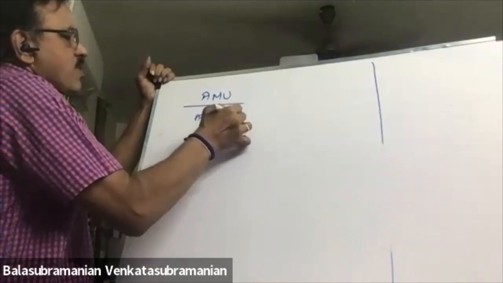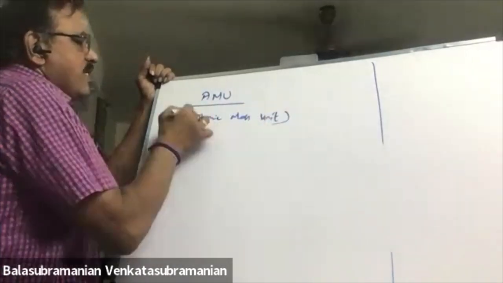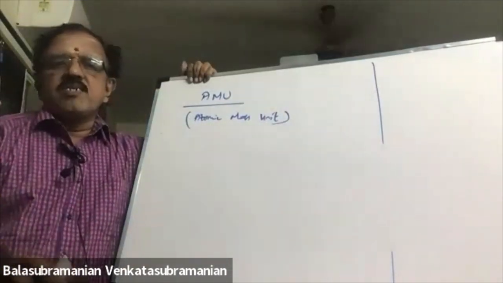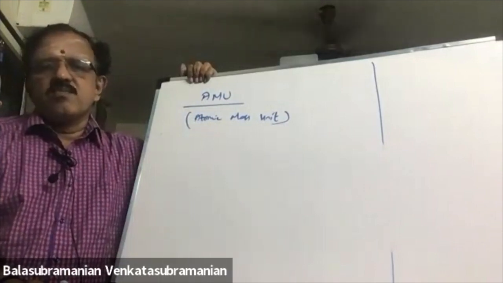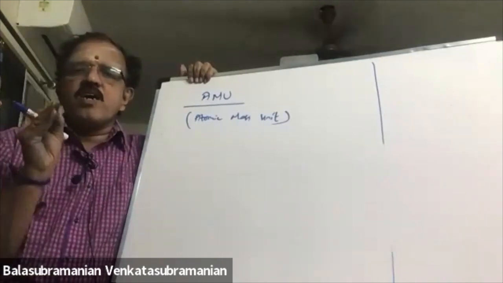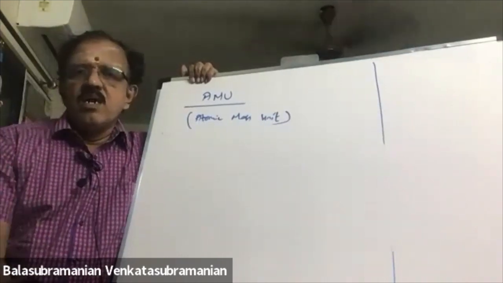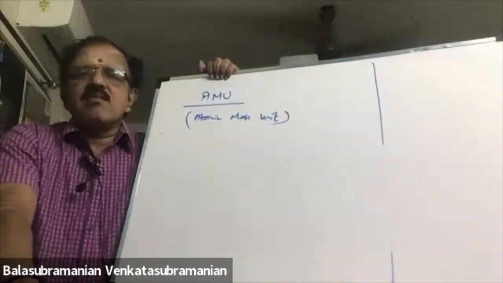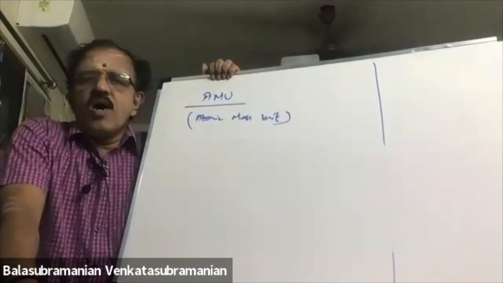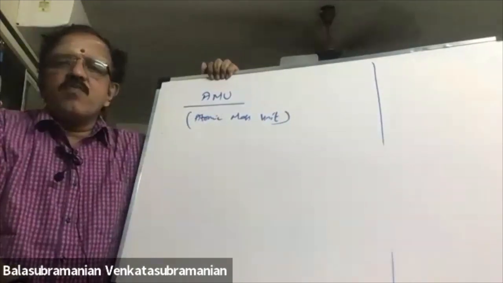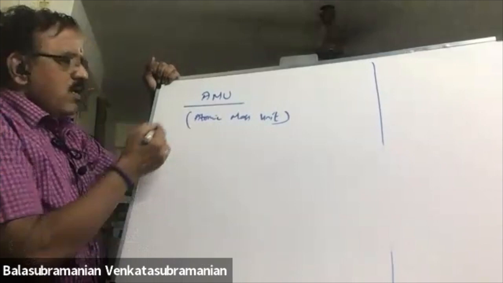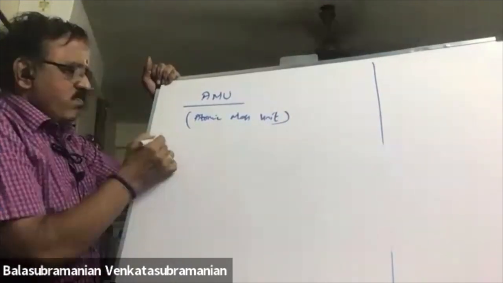Atomic mass unit, that is called AMU. Average mass unit also we can say, atomic mass unit also we can say. Every element possesses some percentage of carbon inside. There is no direct method available to calculate mass of that particular element. So what they have done is they have calculated the mass of carbon. Why carbon they are taking, sir? We will come back to that.